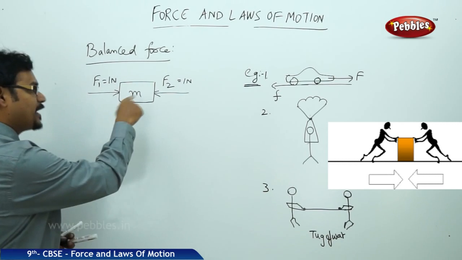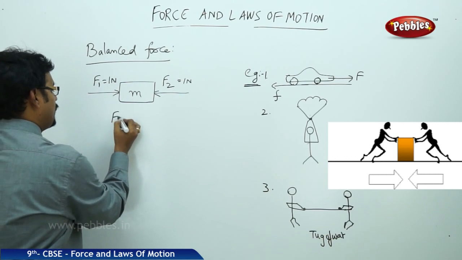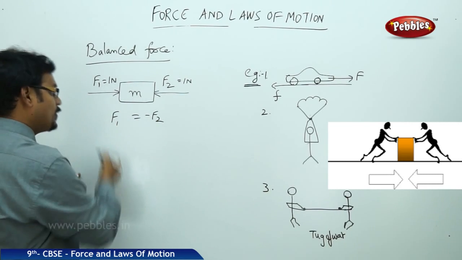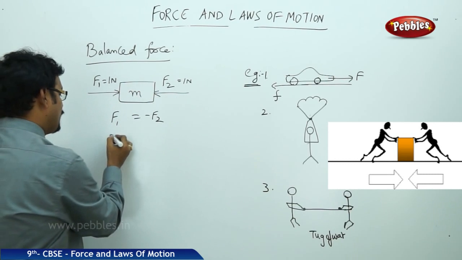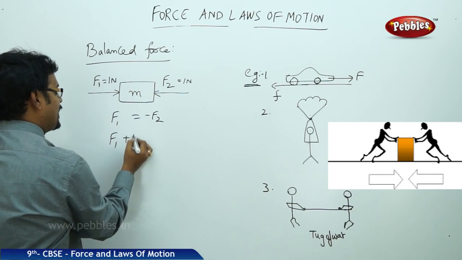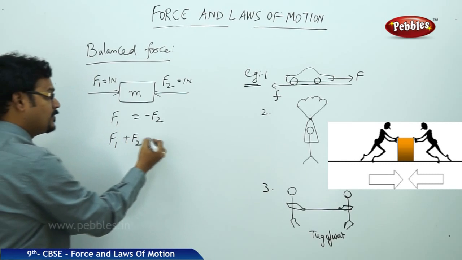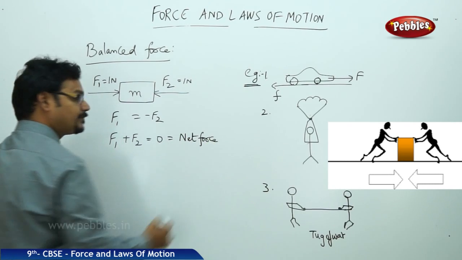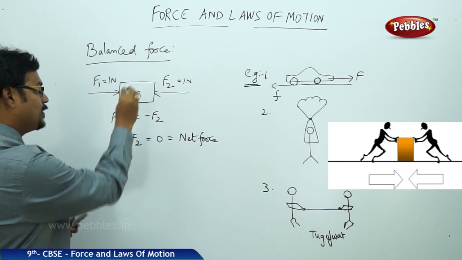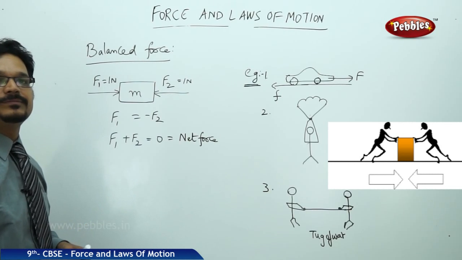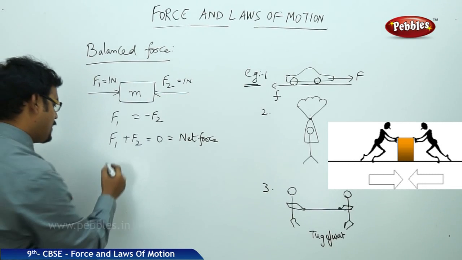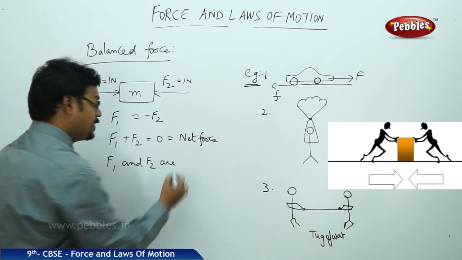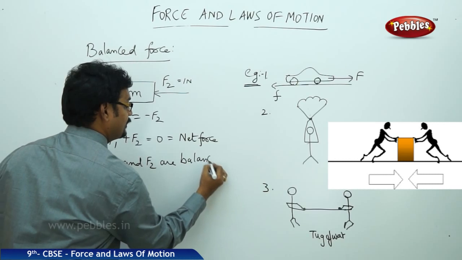Because when these two forces, which are equal but opposite, are acting on the block, you take the total force acting on the body, taking minus F2 to the left hand side: F1 plus F2 is the total force, which is equal to 0, and this is called the net force. So the net force acting on the block is 0. Then F1 and F2 are called balanced forces.